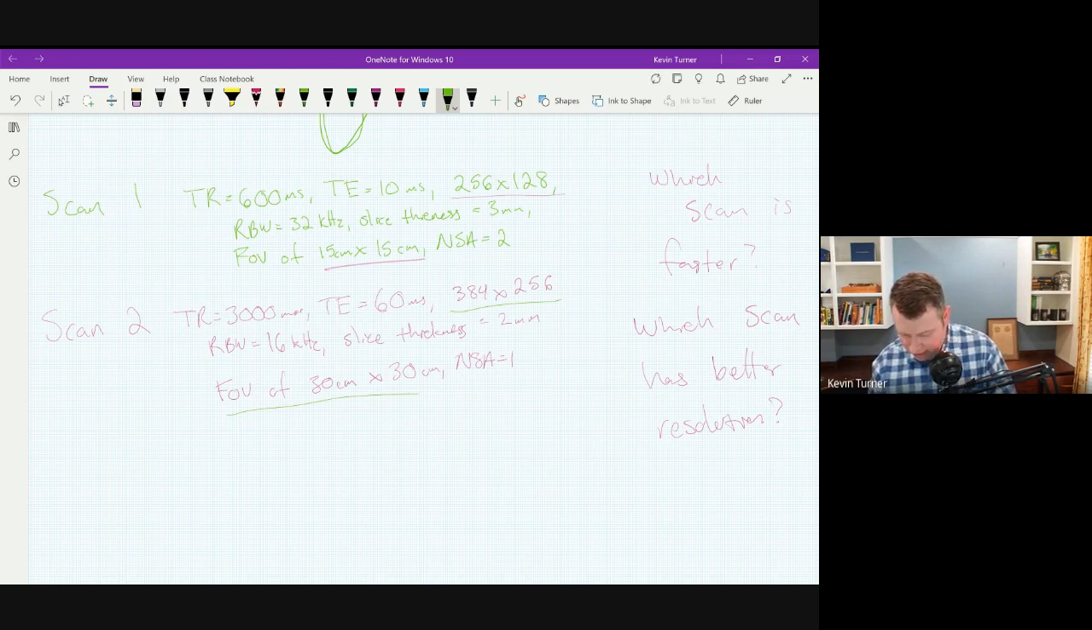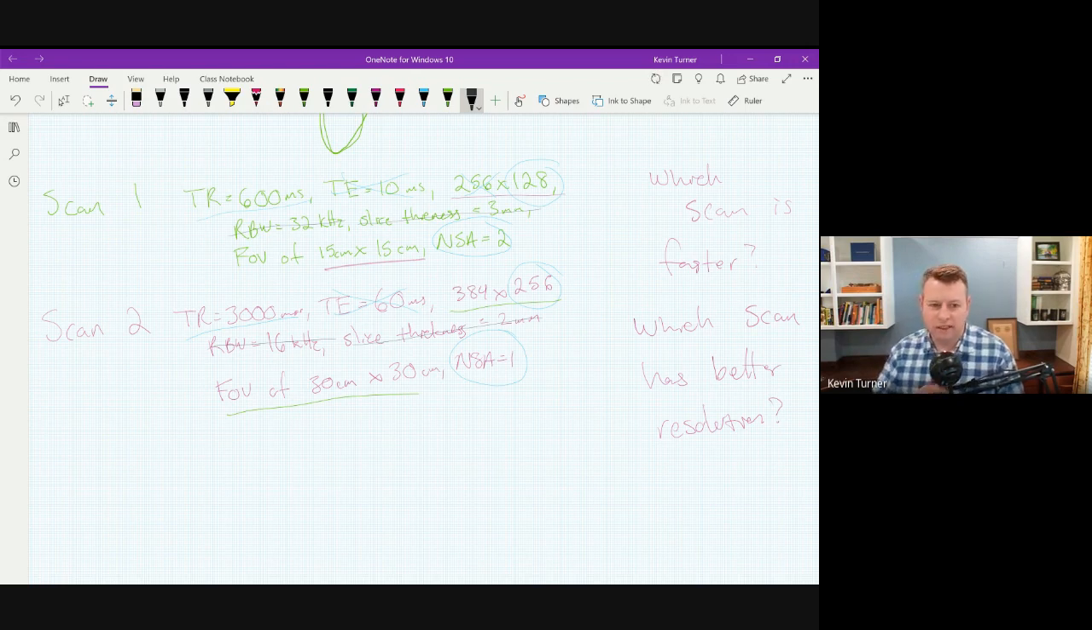But if you want to know the time answer, then you need to know TR, not TE. TE doesn't matter for either one of these questions. You need to know the TR. You need to know only the phase matrix, not the frequency. And you need to know the NSA. TR, phase matrix, NSA. So you'll have these questions where it's just a dump of information, right? Neither of these questions has anything to do with slice thickness or receiver bandwidth.